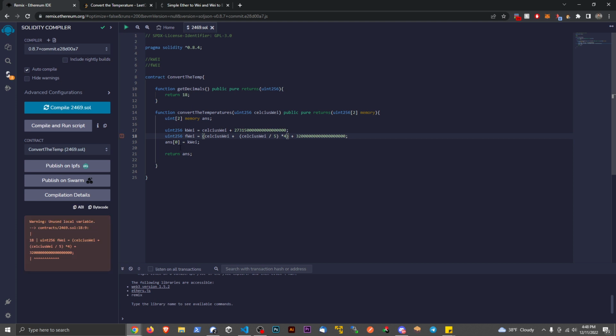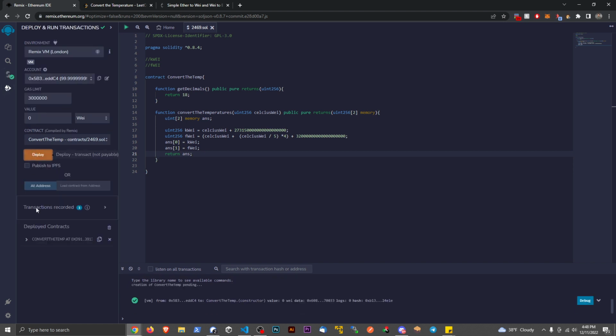And then the final step is to add this to the array. So we're going to say answer, at position 1 equals fWei. Cool. And this is looking pretty good. This feels pretty good to me. Okay, so the first thing I want to do here is let's go ahead and compile this. Mine's on auto compile. Let's go ahead and deploy this contract.